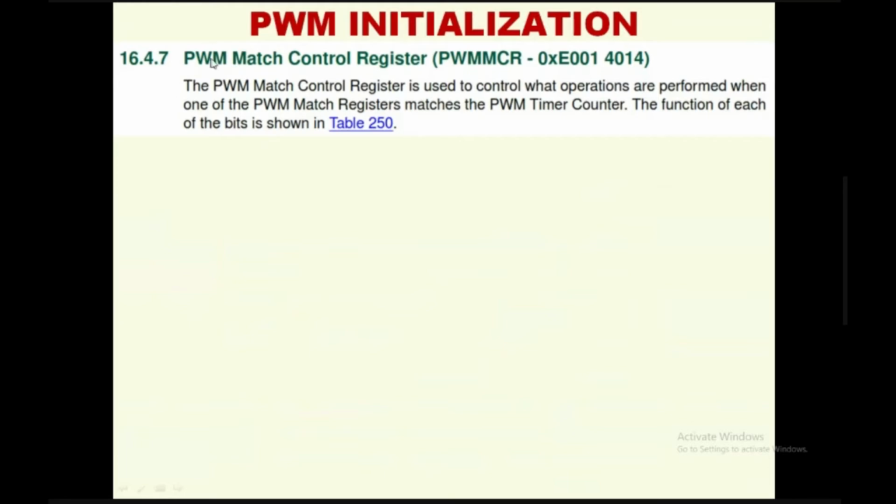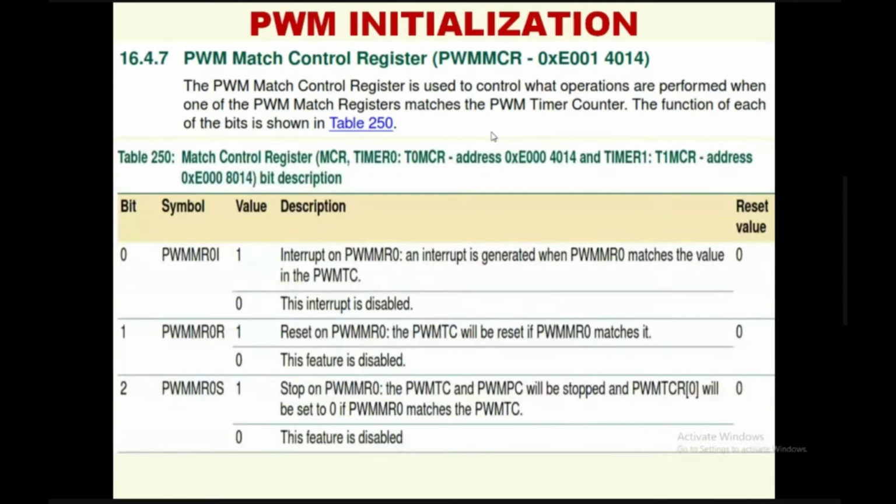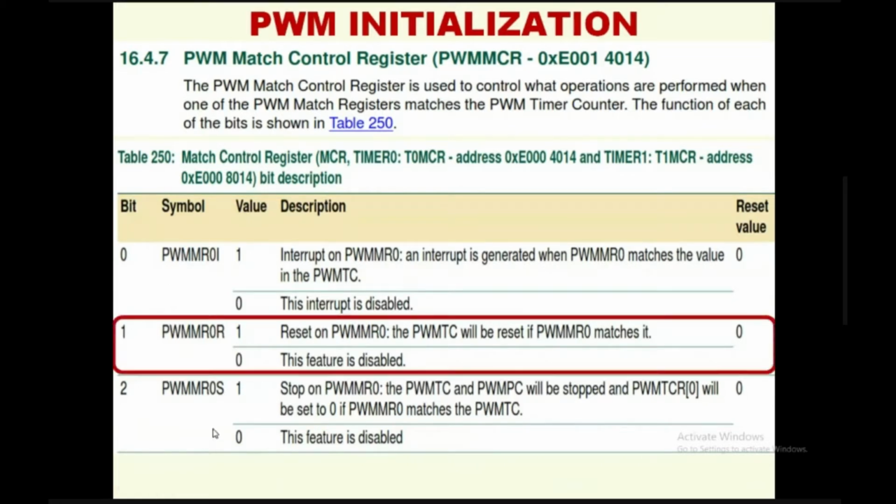So 16.4.7 is the PWM match control register. The PWM match control register is used to control what operations are performed when one of the PWM match registers matches the PWM timer count register. Here, if you see, this is bit 0, bit 1 and bit 2. In the first column, we are interested in match register 0. What about match register 0? Reset on PWMMR0. That means the PWM timer counter value will reset if PWM match register 0 matches it.